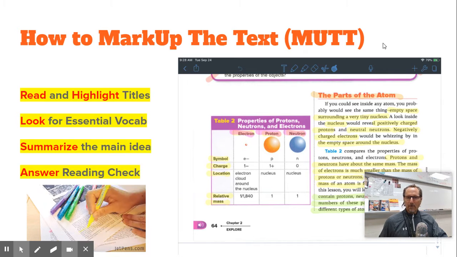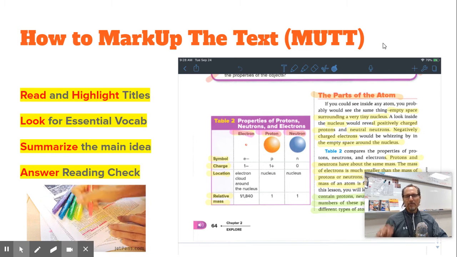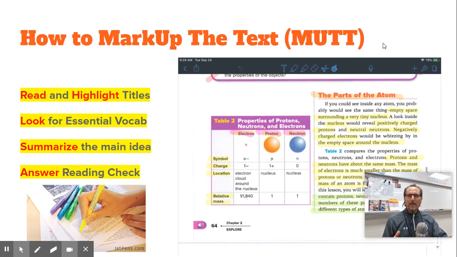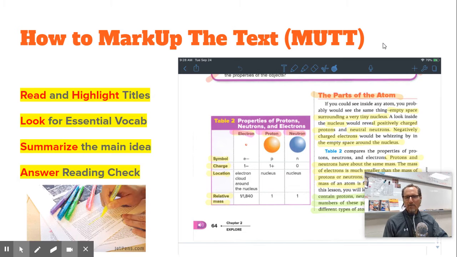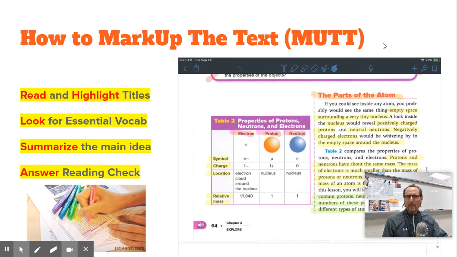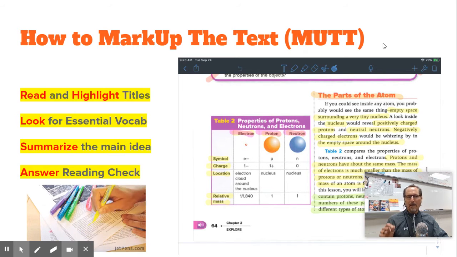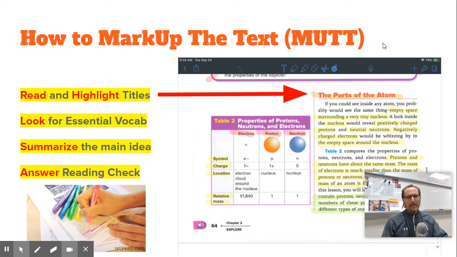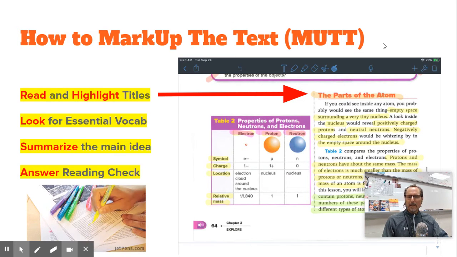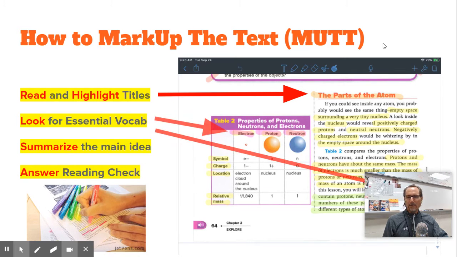So the first thing you'll want to do, once you get the chapter open, is to really just kind of skim it and look at the titles and different things like that. What you want to do is kind of get an idea of what this text is going to be about. So don't just start reading it, just skim it first and think about what this is going to be. As I look at this first title, it's going to be parts of the atom. And so it's quite clear that what I'm going to be reading about are the different subatomic particles that make up the atom. As I start to read, I'll want to highlight the title. And as you're highlighting, pause a second and think about what it is that I'm going to be reading about.